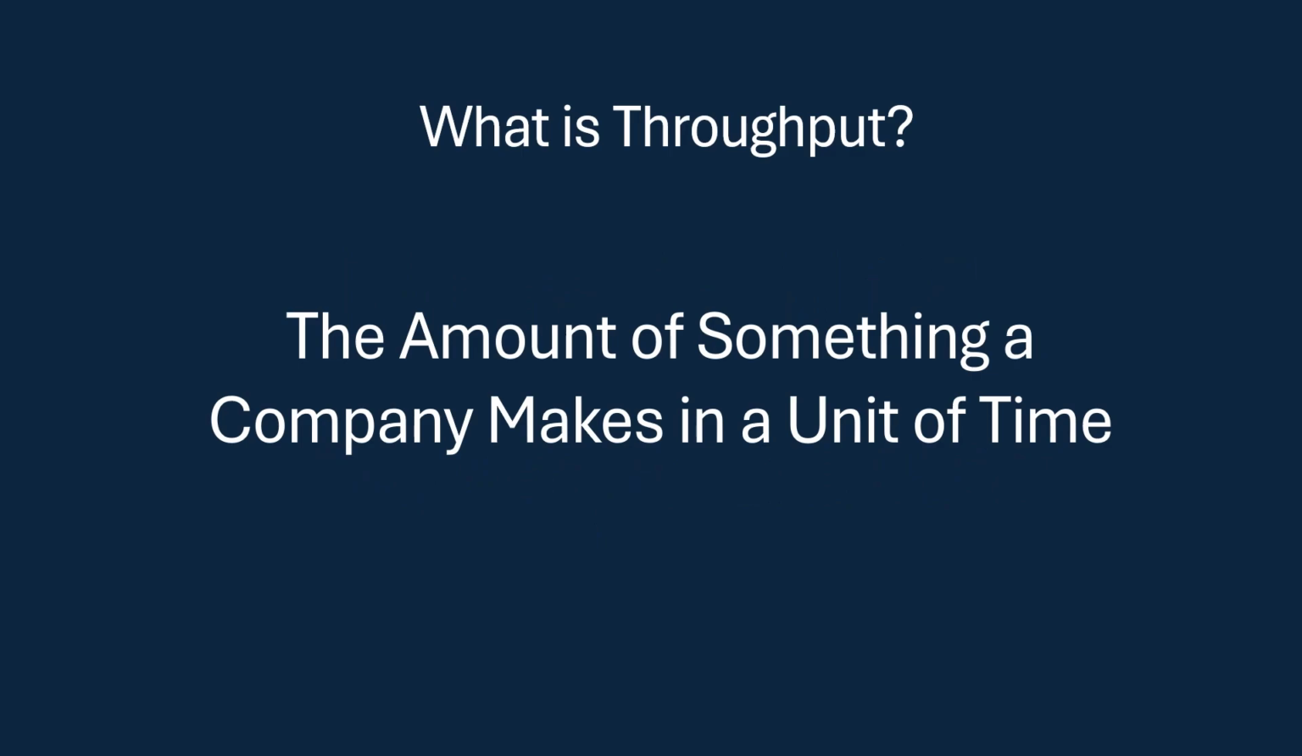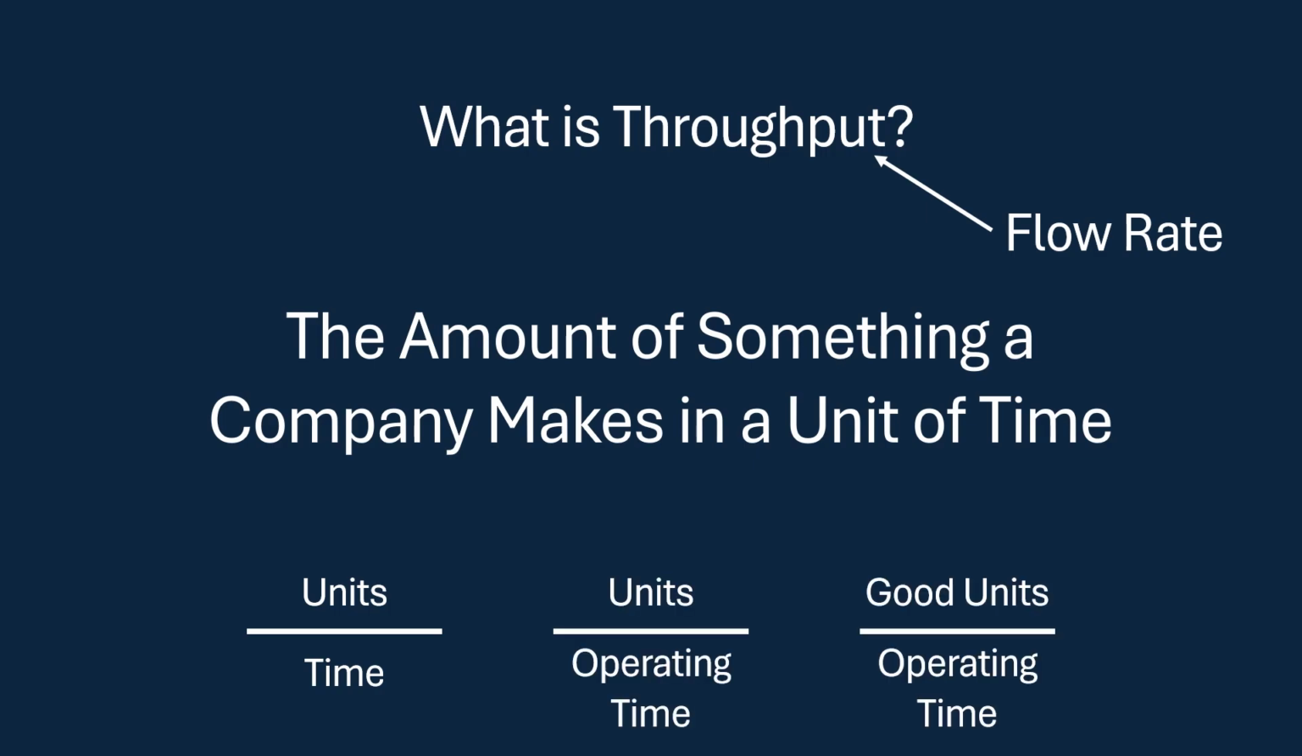So what is throughput? Or as it is also called, the flow rate? The amount of something a company produces in a unit of time. And what is its formula? Well, it depends on what is being measured. It could be units over time, units over operating time, or good units over operating time, or some other variation. All of these are different variations of throughput, a measure that helps a company improve, measure efficiency, and plan ahead.